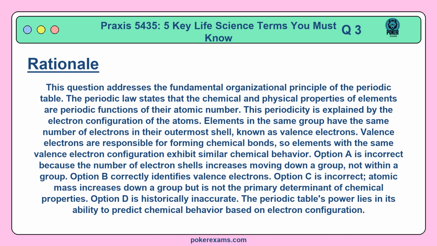Option C is incorrect. Atomic mass increases down a group, but is not the primary determinant of chemical properties. Option D is historically inaccurate. The periodic table's power lies in its ability to predict chemical behavior based on electron configuration.